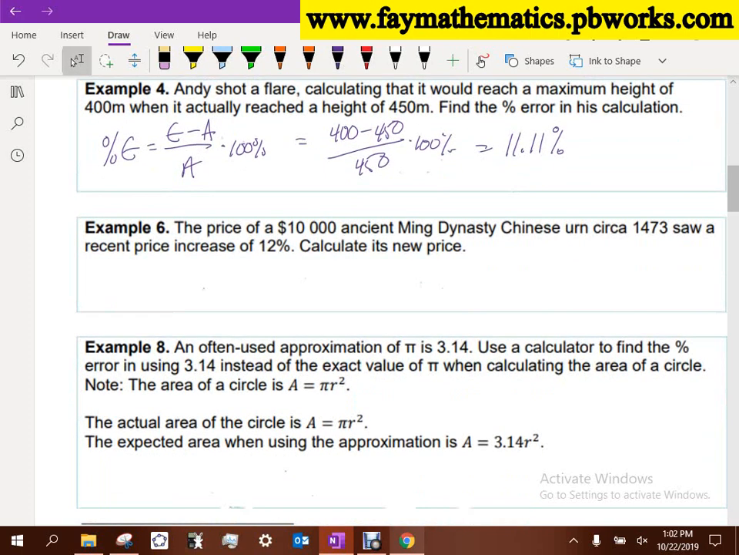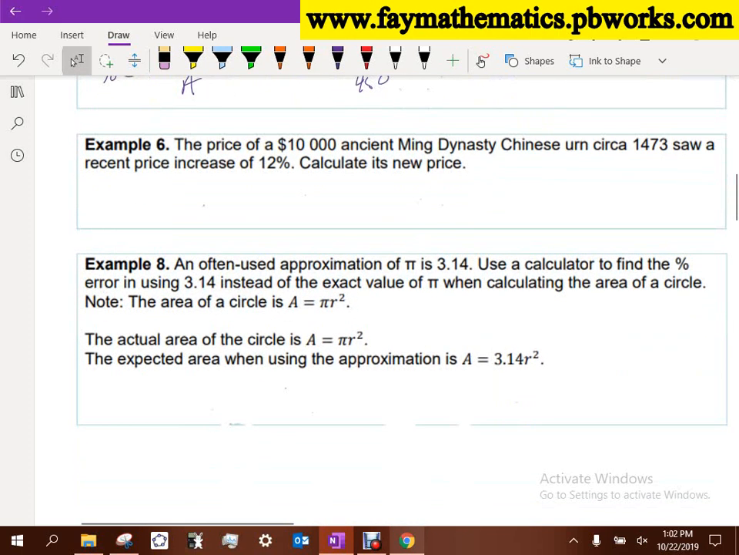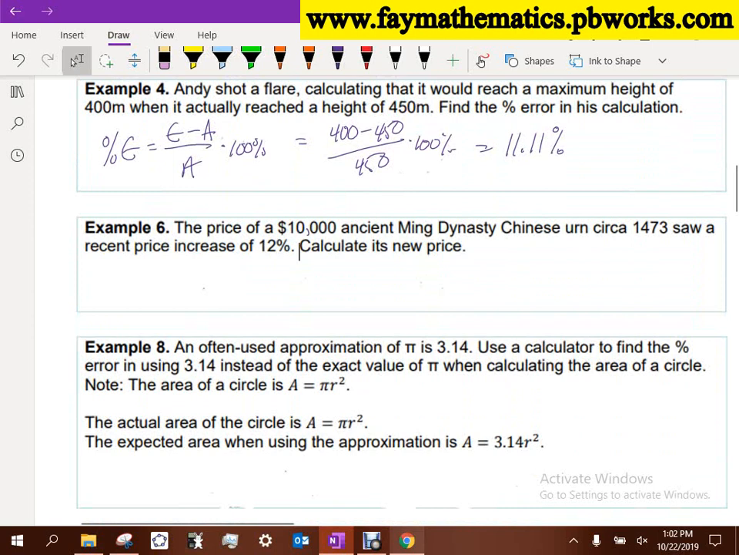Okay. Next one. It says the price of a $10,000 ancient Ming Dynasty Chinese urn saw a price increase of 12%. What's the new price? So if we're doing price increases, this is a little bit different than the questions we've been asking, but we can still work the same logic. The questions we've been asking were, what was the percent increase? What was the percent change? Now what they're asking you for is the overall price. And there's a couple different ways you can do this.